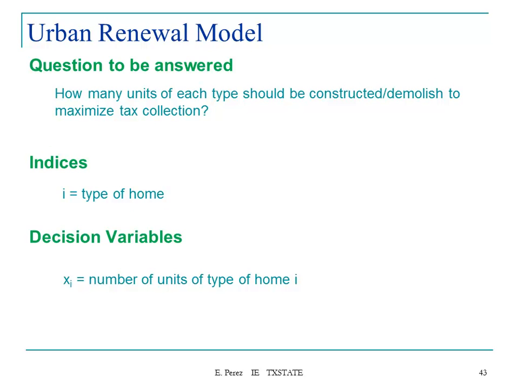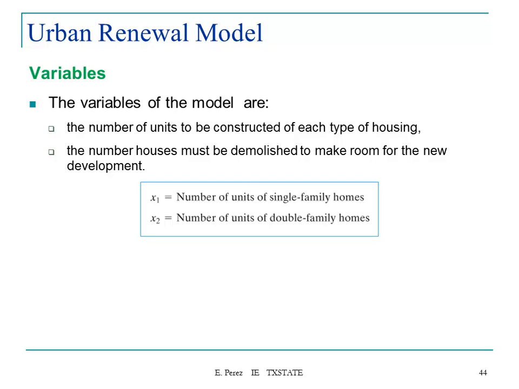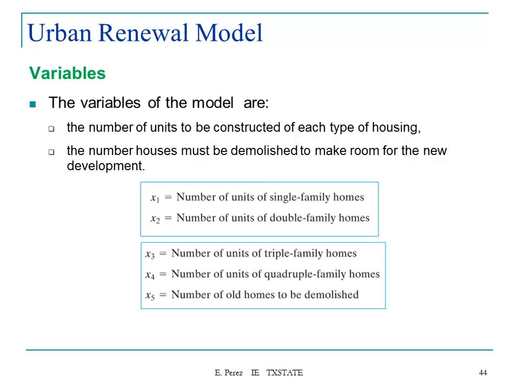Okay, so the variables again, number of units to be constructed. As I mentioned, depending on the type of house, you can use an index to define the type of house, and also I'm using x5 for the number of old homes to be demolished. And those are the decisions that you're going to make.